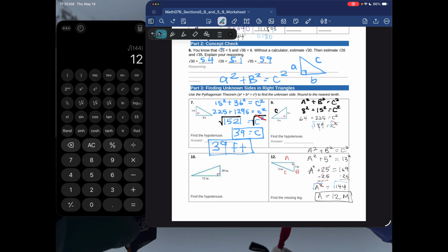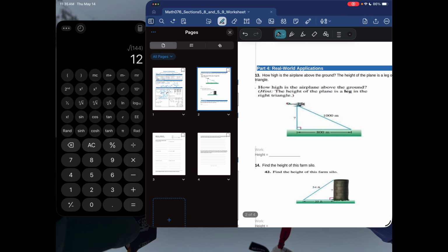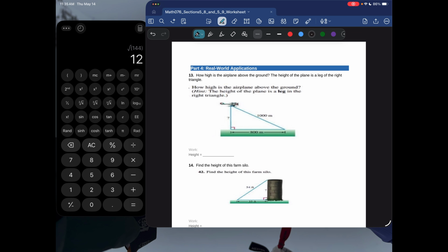Okay. Do we feel goodish about that? I hope so. I feel good. I feel great. And now we go, how high is the airplane above the ground? Okay. I took these pictures from the book, obviously, because I'm not capable. You guys have seen my pictures.